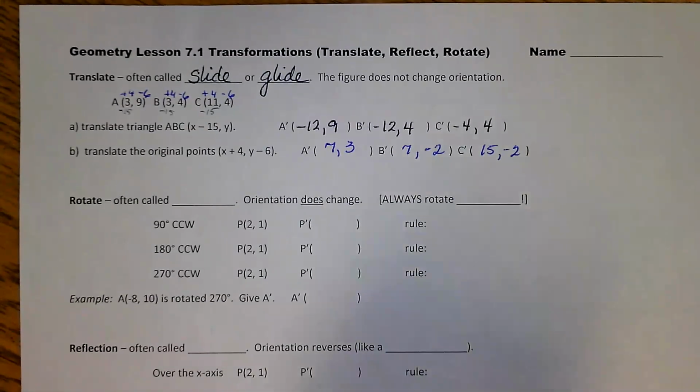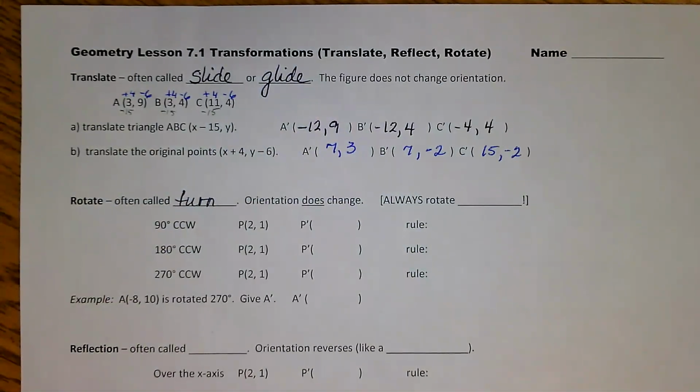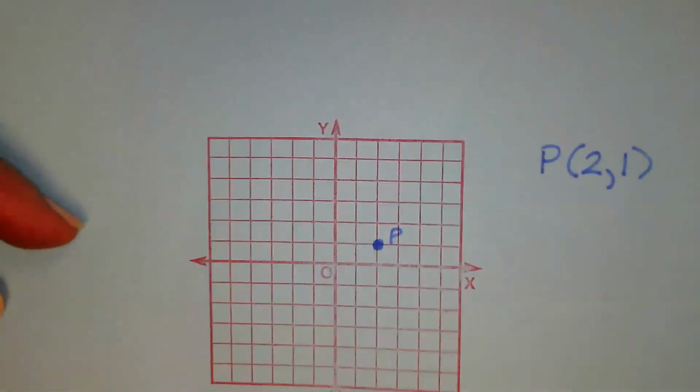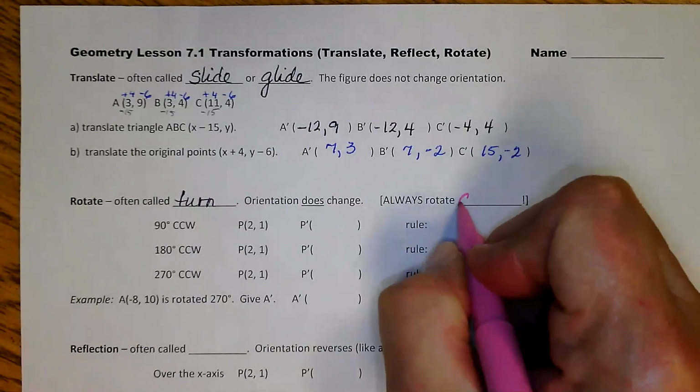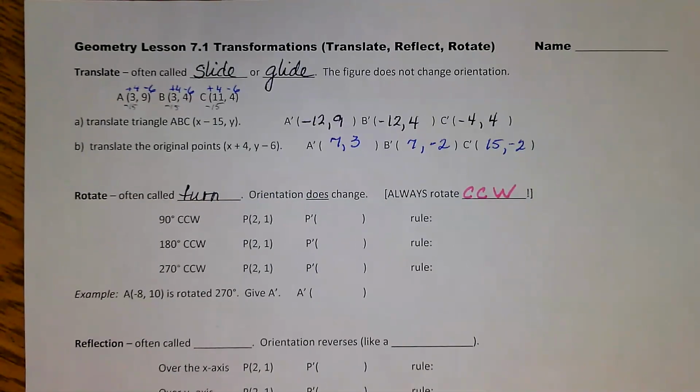Rotating, it's often called a turn, but remember there are 2 ways to turn. You could take something and turn it left or right. So we've got to make a choice. Well, for some reason, left, counterclockwise is always preferred. So if it doesn't say go clockwise to the right, you will go left, counterclockwise.